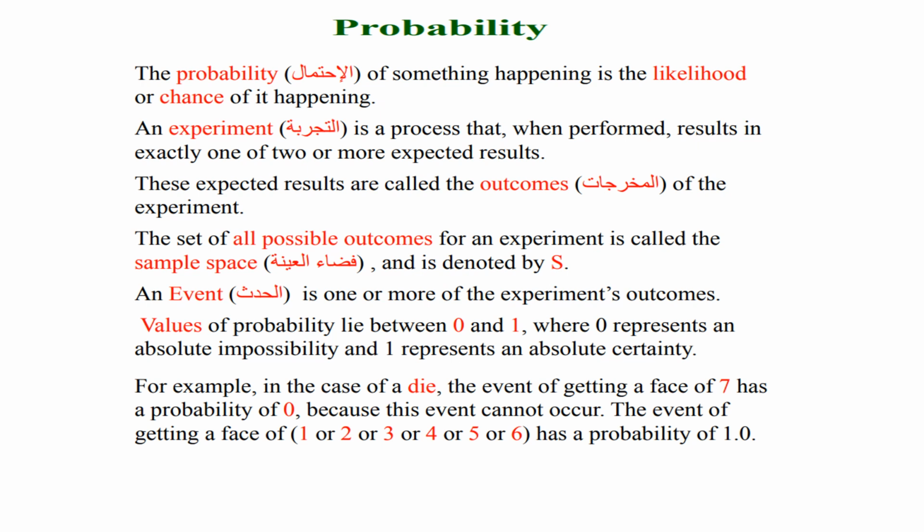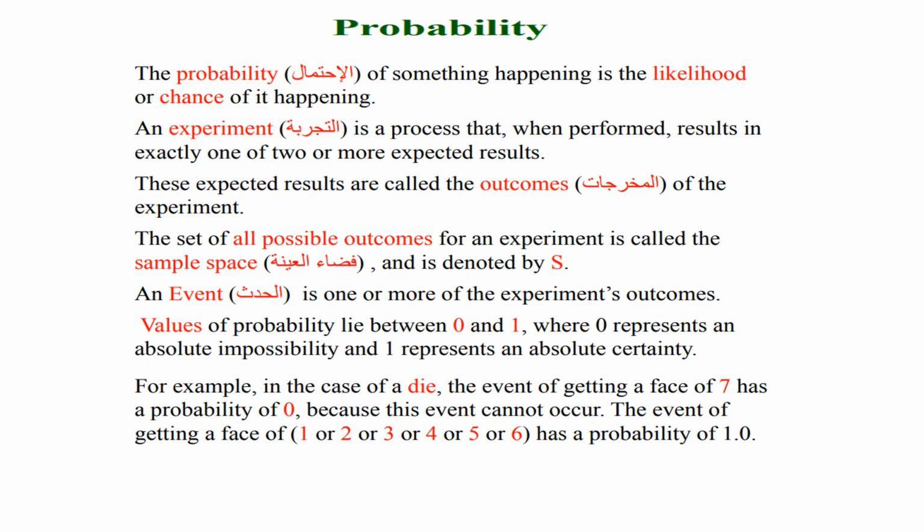The values of probability always lie between 0 and 1, where 0 represents an absolute impossibility, meaning the event will not happen, and 1 represents absolute certainty, meaning it definitely happens. So the value always lies between 0 and 1.